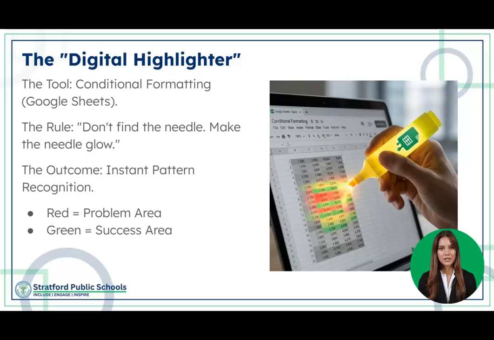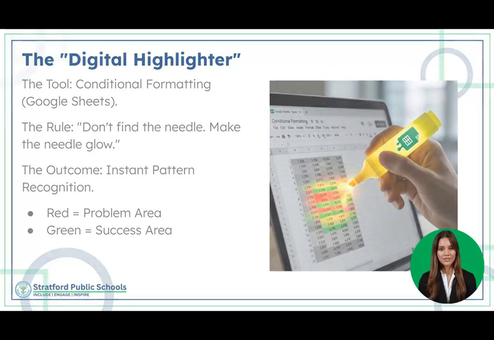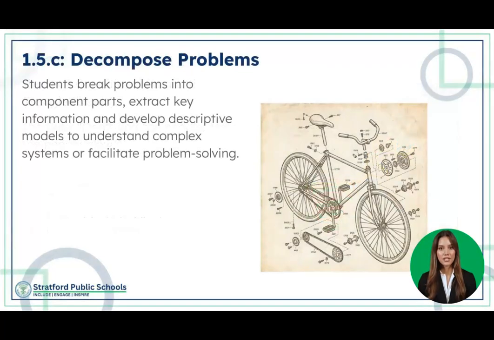Think of it like giving the computer a highlighter pen and saying, "Hey, color every number over 50 in bright red." Suddenly, the student doesn't have to hunt for the answer. The answer lights up. This shifts the cognitive load from finding the data to interpreting the problem. We know what the problem is and when it happens. Now we need to solve it. But solving big problems can sometimes be too big. This brings us to 1.5.c, decomposition.